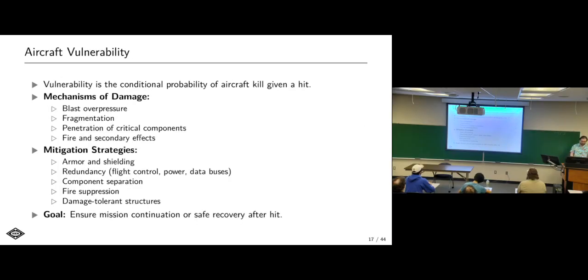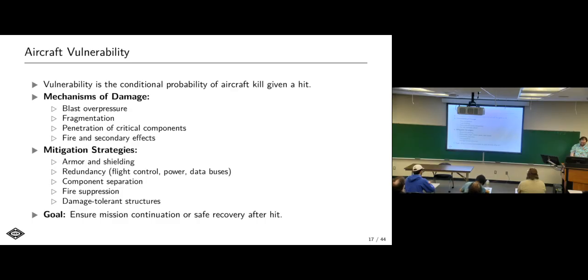And from there, you also have vulnerability, which is basically a conditional probability of the aircraft being killed given a hit. So this is where you get into you've been hit by something, someone shot you, your fuel tank is leaking. Does that actually kill you? So, overpressure from a blast, fragmentation, penetration of critical components, fires, etc. And this is where you have mitigation strategies, armor, shielding, your redundant systems. If you have two engines, what are your odds of surviving better than a plane with one engine if one of them goes out? And the answer is actually pretty good. But basically, the goal of vulnerability is to ensure that the mission continues or that it can be recovered after a hit.